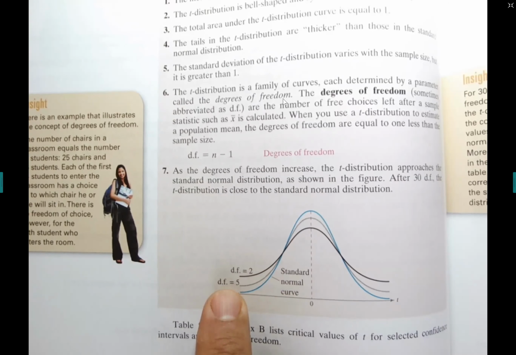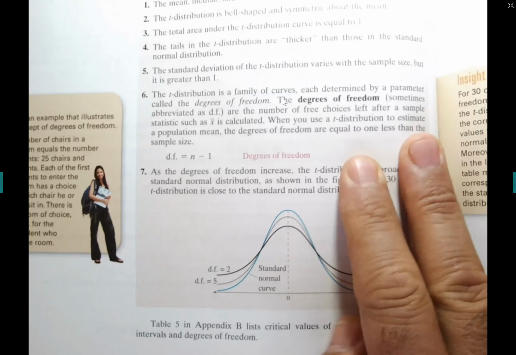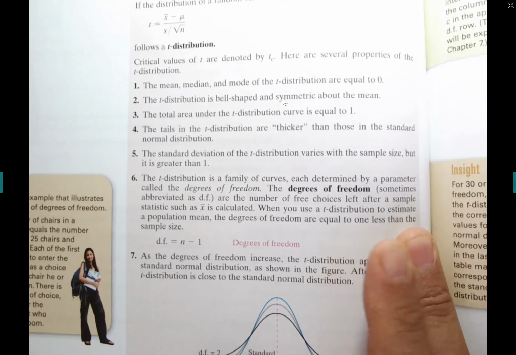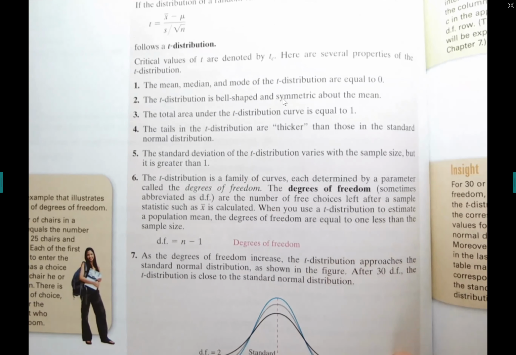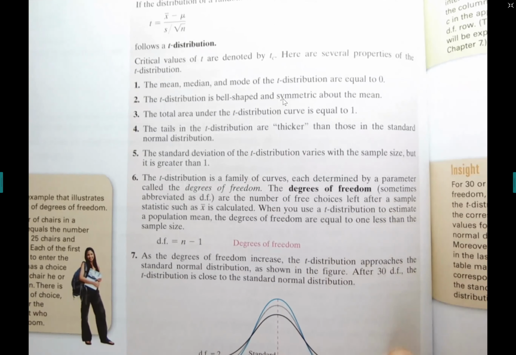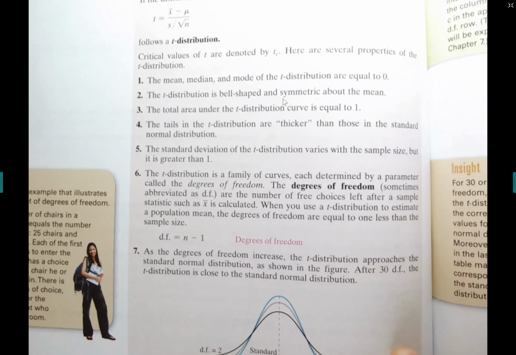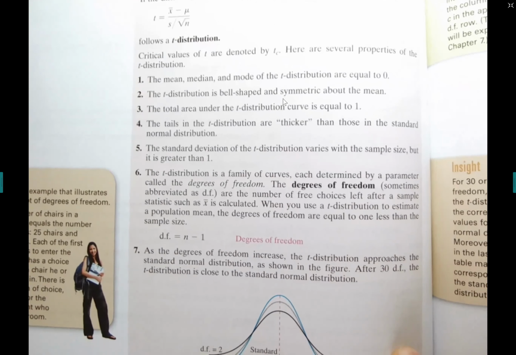That is what the T distribution is. So let me share some properties of the T distribution. Mean, median, and mode are the same. The T distribution is bell-shaped and symmetric, just like the Z distribution. Total area under the curve is always 100%, so same property. The tails in the T distribution are thicker than those in the standard normal distribution.